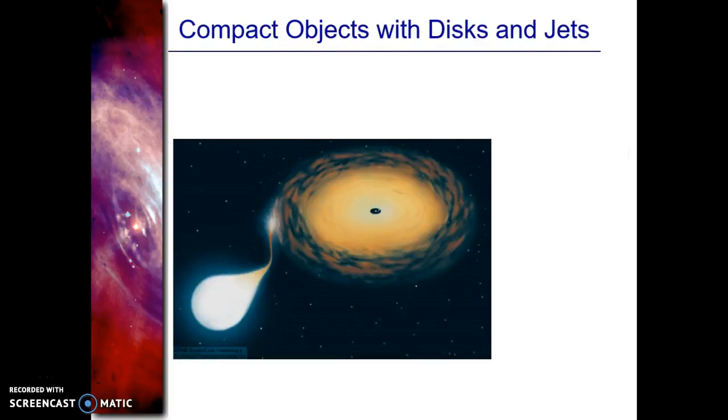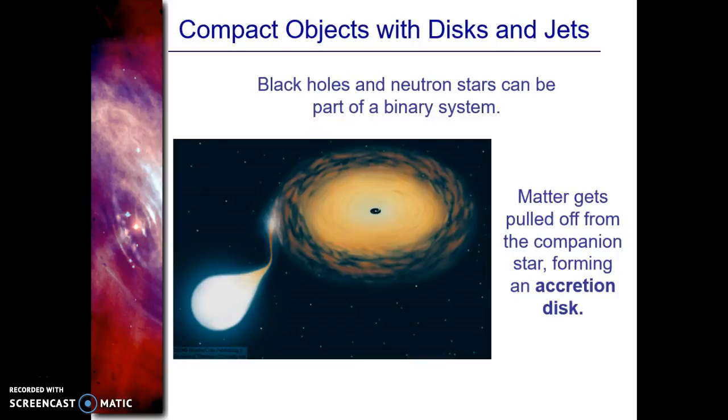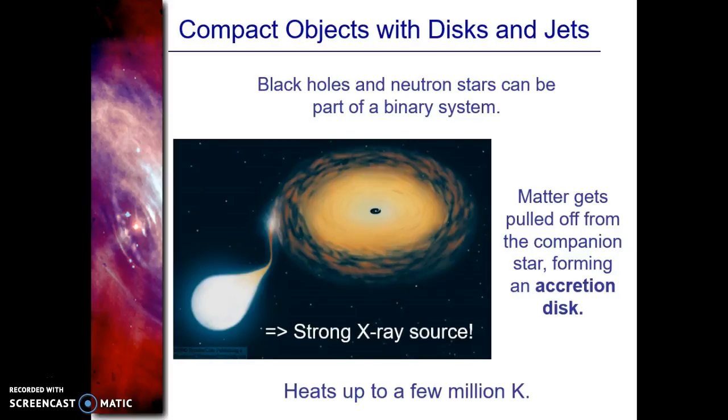All right, so compact objects with disks and jets. Black holes and neutron stars, of course, can be part of a binary system. We've said that already. So what happens? Accretion disks can form when matter is pulled off of its buddy star and forms around the black hole or the neutron star. And this matter, in the form of the accretion disk, can heat up to a few million Kelvin, and it's a strong source of X-rays.